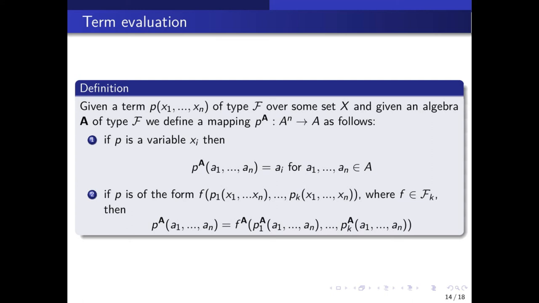And in the other case, when our term is of the form some function of some terms, in this case a k-ary function with k terms, then we take this algebra's version of the corresponding function and we evaluate these terms in this algebra as before, again inductively, and perform this function on these term values. Okay, now that we know how to evaluate terms, we can get to identities.